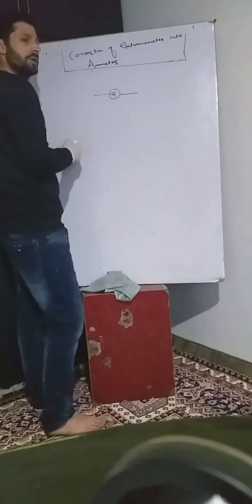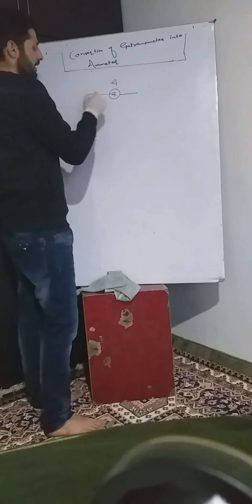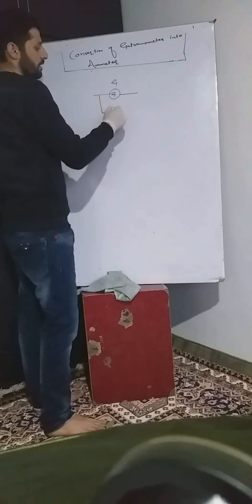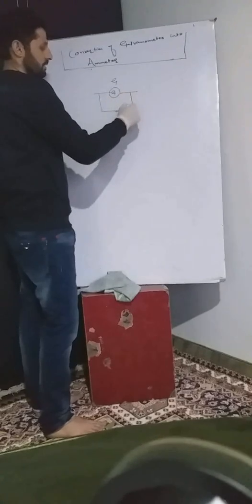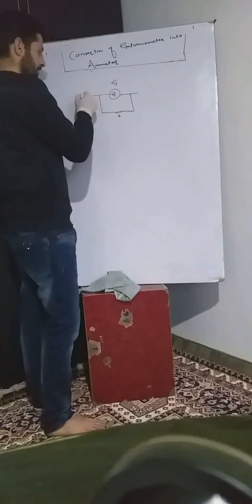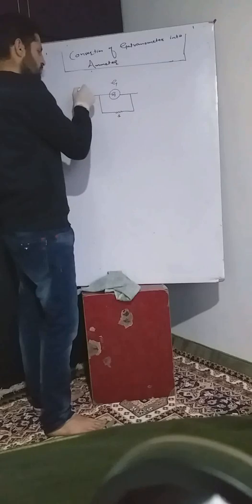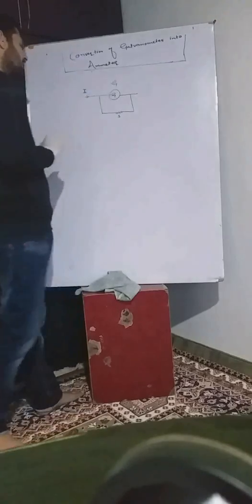So let us suppose we have a galvanometer of resistance G. G is the resistance of the galvanometer. So we connect a low resistance shunt in parallel to it, and this is the resistance of the shunt. Let us suppose we have to measure the current I. Total current in the circuit is I.